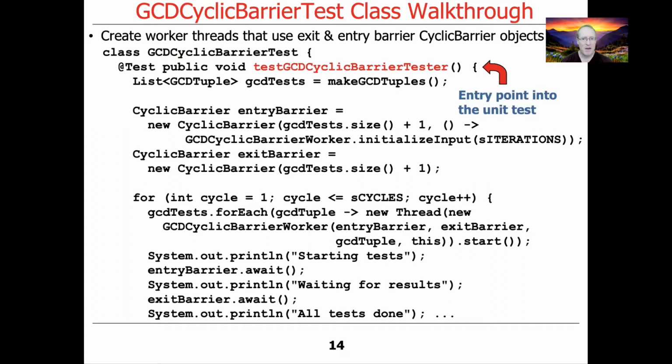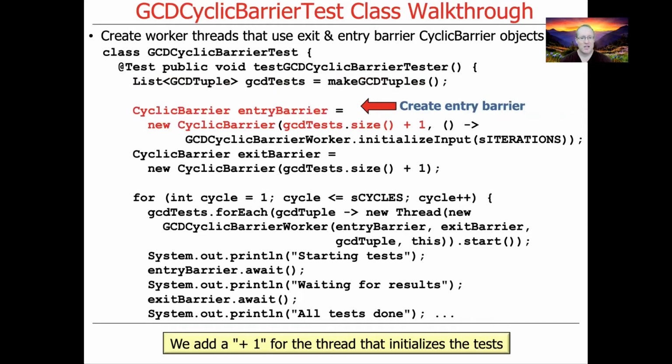So here's the main method that's the entry point into the unit test. It's called testGCDCyclicBarrierTester, and it's kind of redundant. The first thing we do is call a factory method called makeGCDTuples. That's going to initialize all four of those GCD algorithms we looked at before and store them in a list of GCD tuples.